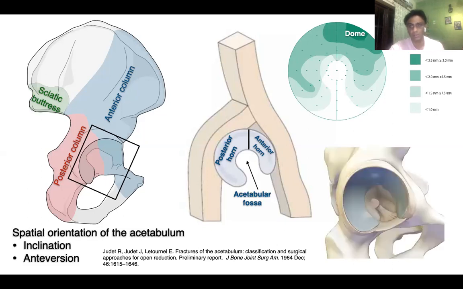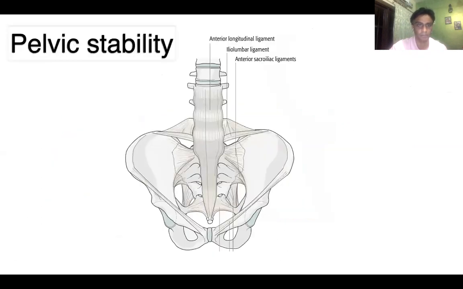Another important structure that you need to remember is the acetabular labrum, which helps to deepen the acetabular cavity and also increases the area of contact with the femoral head. It's got an anterior and a posterior horn, which attaches to the transverse acetabular ligament inferiorly.